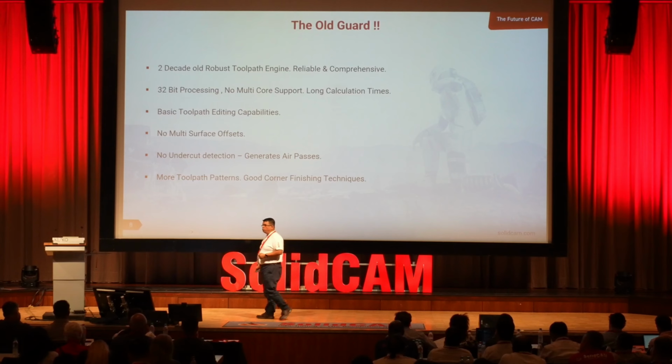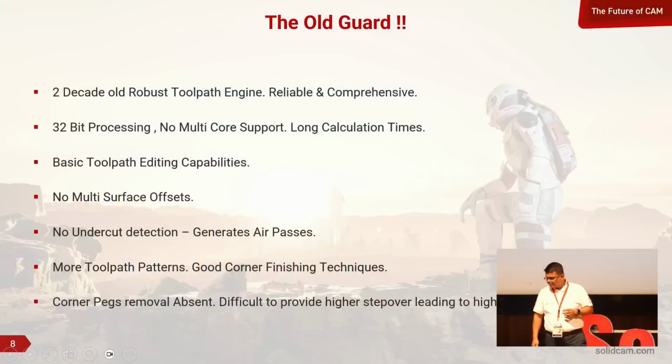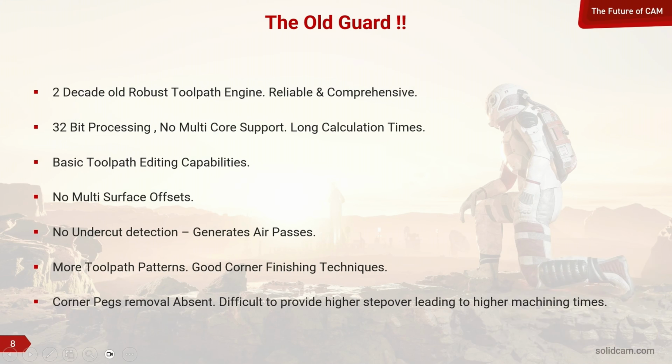It has got more toolpath patterns, and it has got a very good corner finishing toolpath. Corner peg removal is absent. Like today I was talking to Felix. He said this is not there in the HSM strategy, while in Pro 3D HSM or in HSR, you can give up to 90% of the tool diameter as a step over, thereby reducing the machining time on the machine itself. And this can be achieved by having corner pegs to remove the small triangle of material that gets formed when your step over is more than 50%.